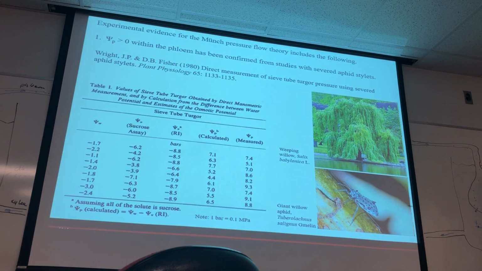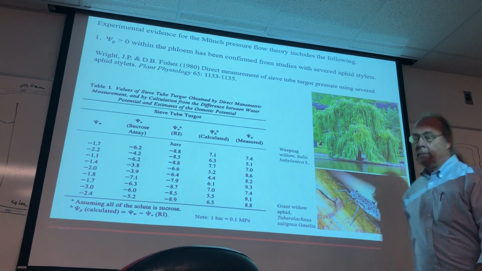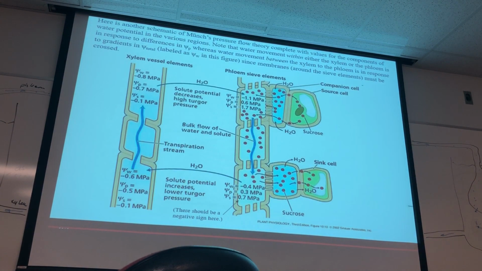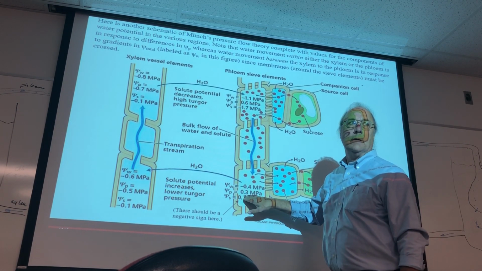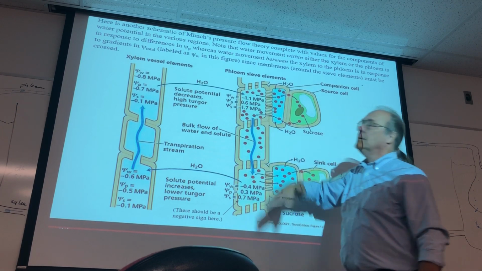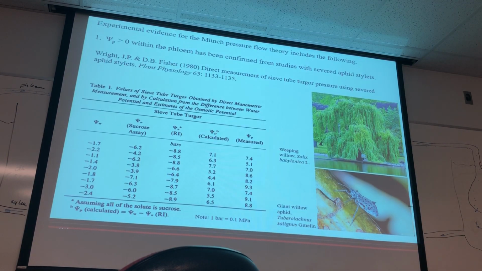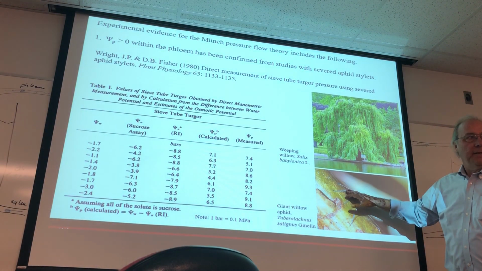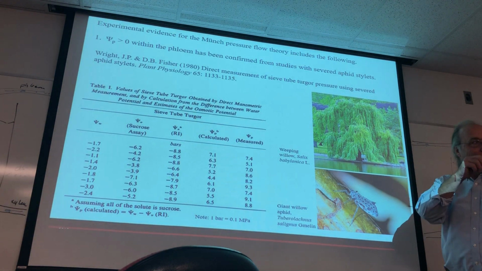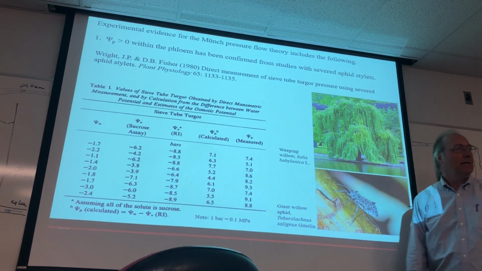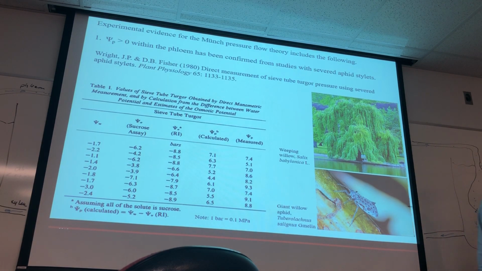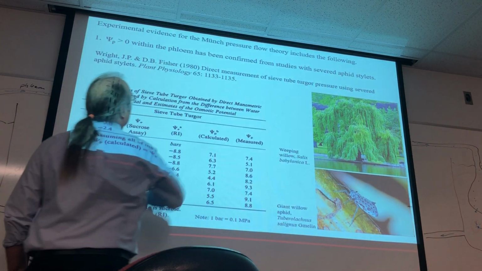So, what evidence do we have that this theory is consistent with? Well, if you look, positive pressure potentials in the flow, greater than 0 in the flow. If you play around with aphids and let them feed on the phloem, cut their body off and measure the pressure from the end of their stylet, positive pressures in the phloem. So pressure potential greater than 0 within the phloem.